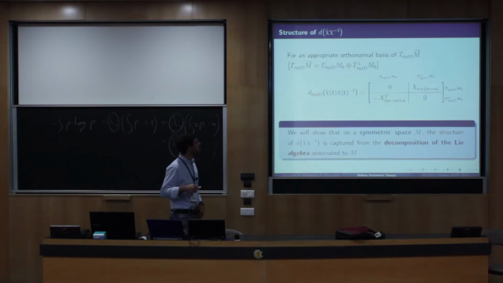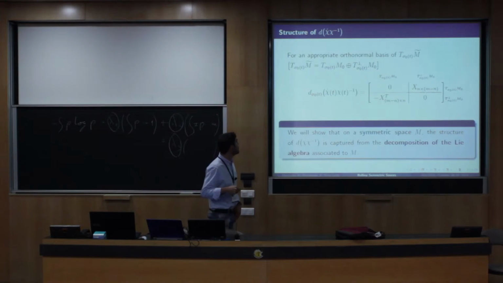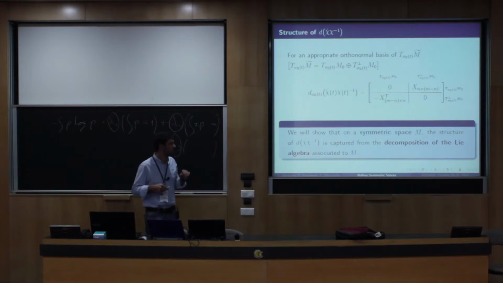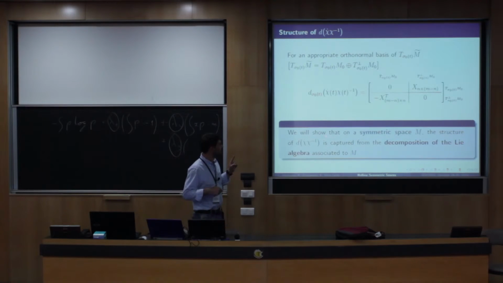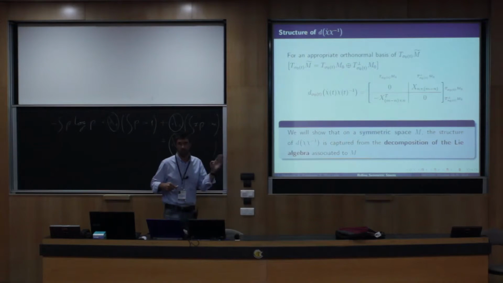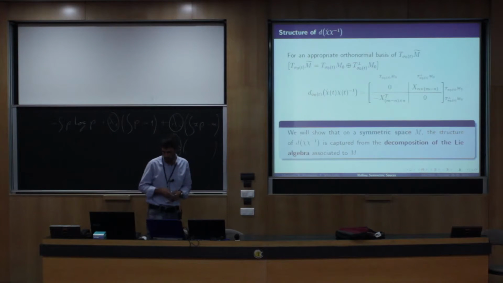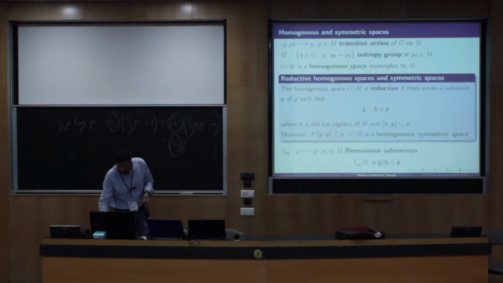Okay, so what we will see here in this talk, well, I'm not going to enter into details, but the idea is that what we did was to show that if the manifold M that is rolling is a symmetric space, then the structure of these differential operators is captured from the decomposition of the Lie algebra associated to this symmetric space. So basically, that's what we did in this work.